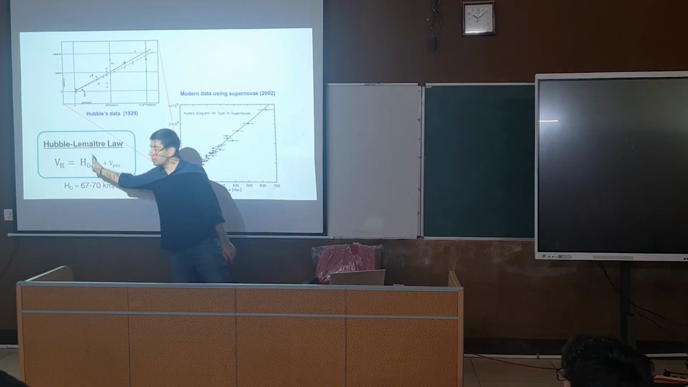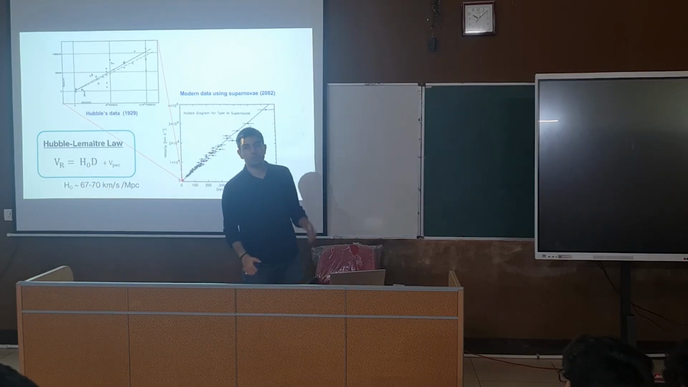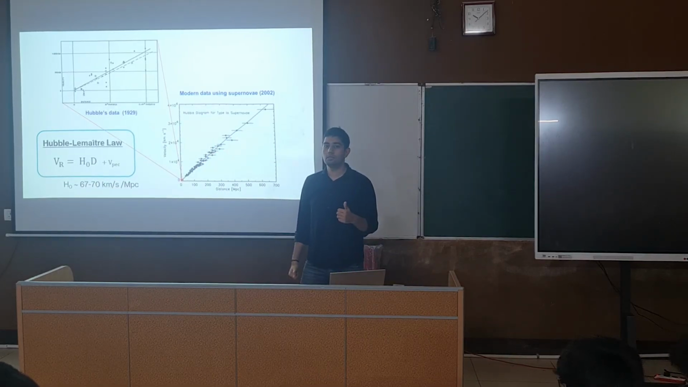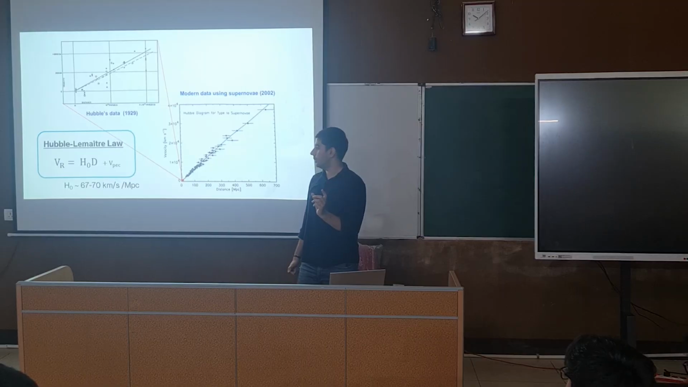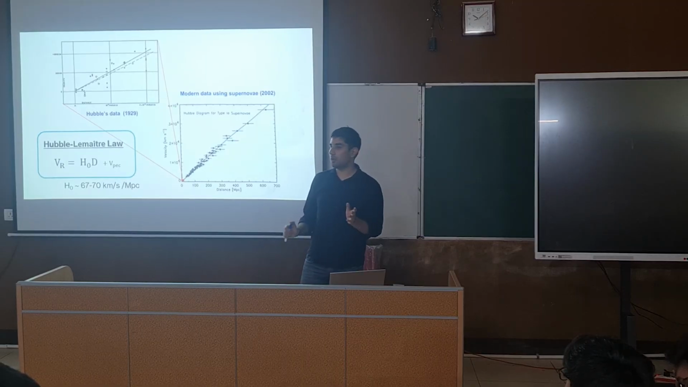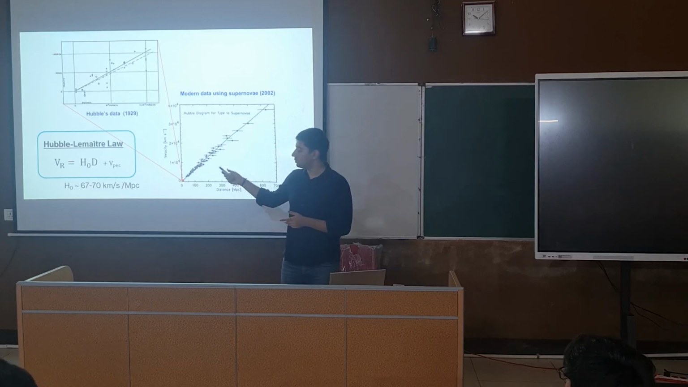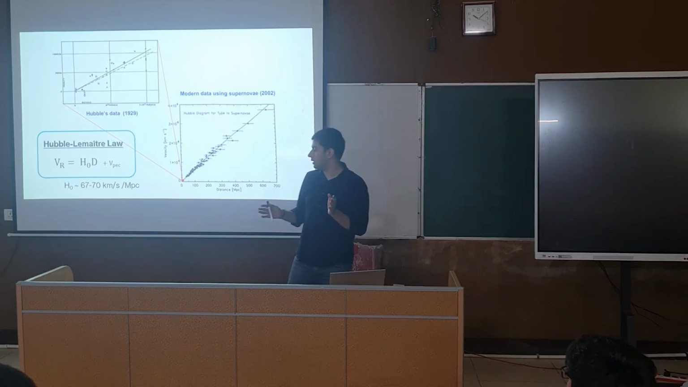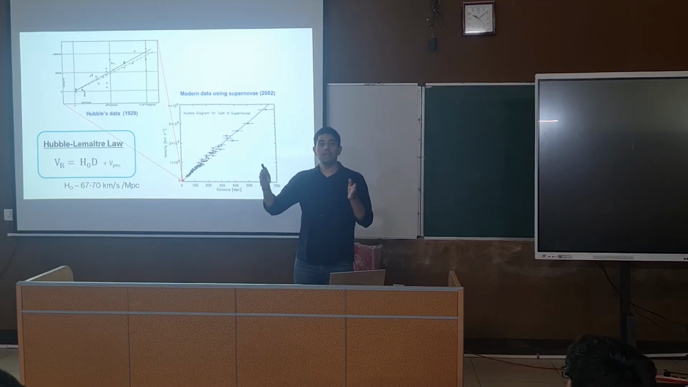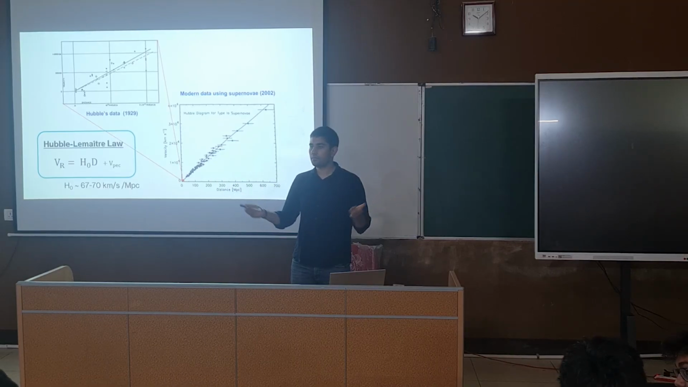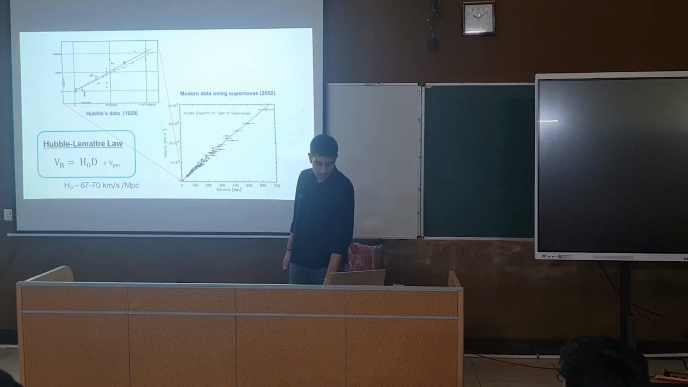And then there is a constant, H naught. This is called the Hubble constant. It is a very important number in cosmology, and it's a hugely debated number. People assume it can have values of 67 to 70 kilometers per second per megaparsec. What it means is, if a galaxy is 1 megaparsec away, it will be moving away at a speed of 67 kilometers per second. Okay? So these speeds were observed.